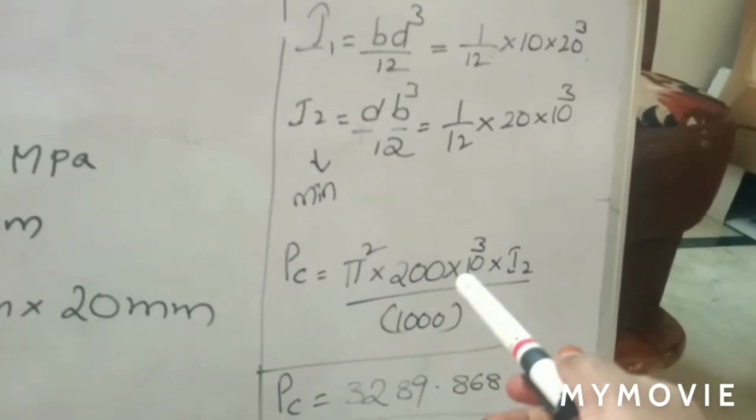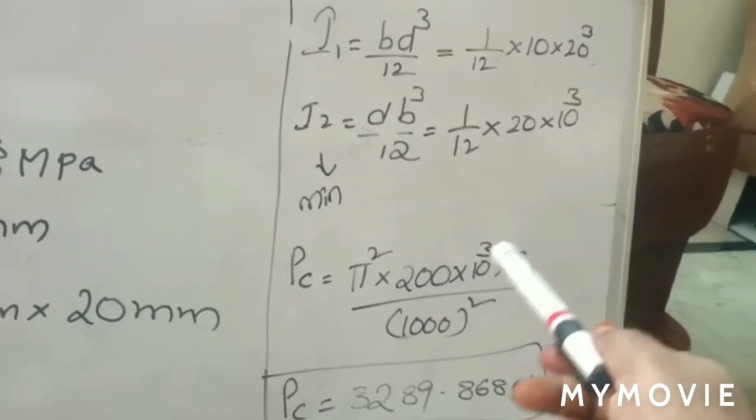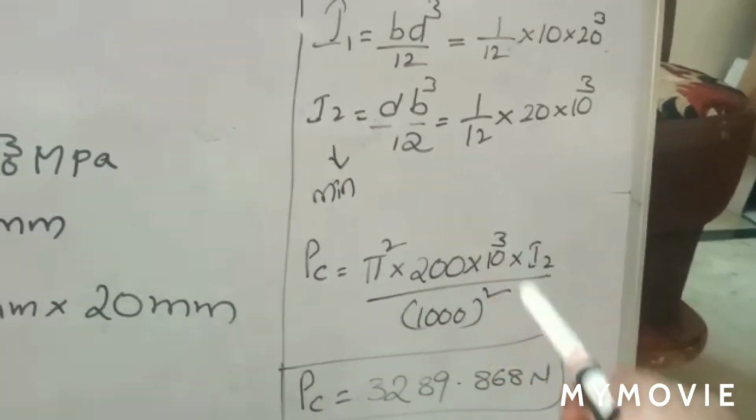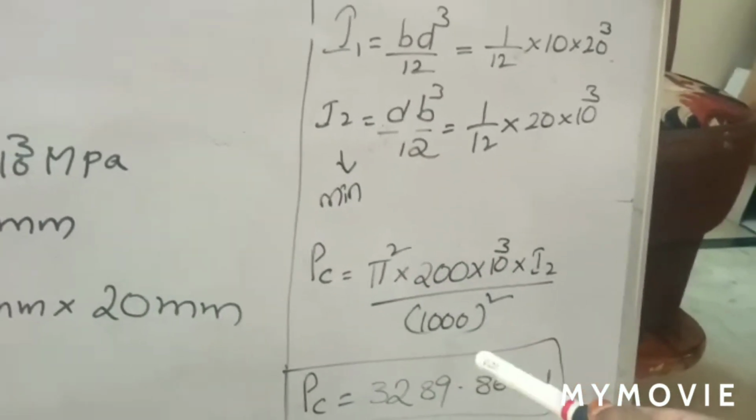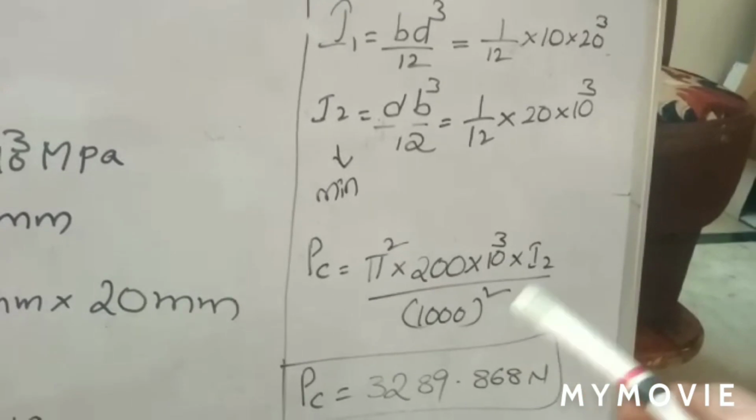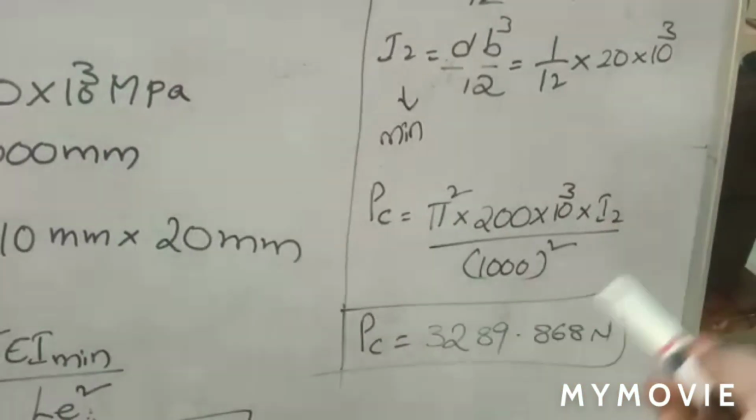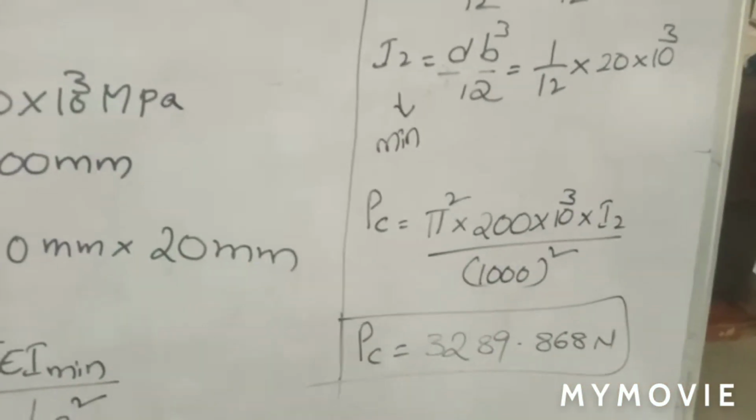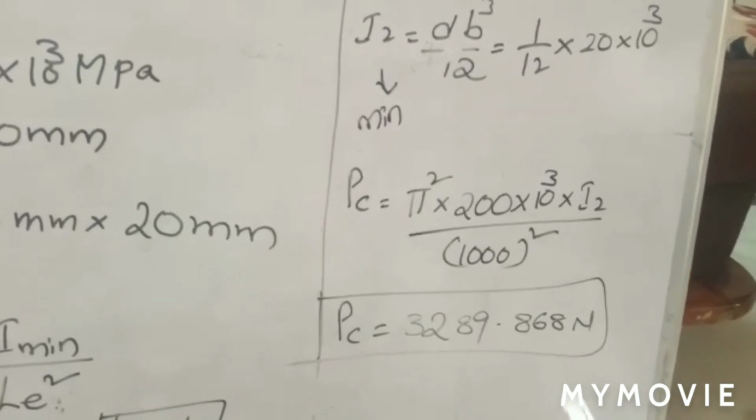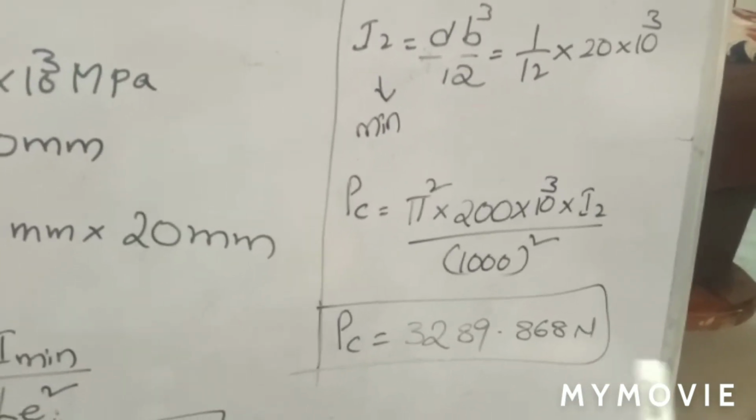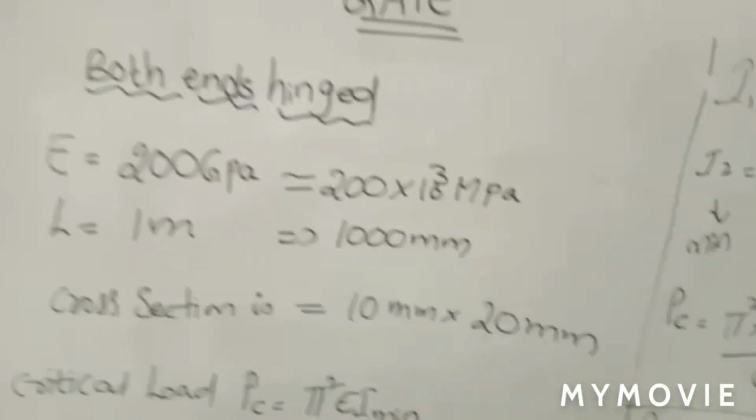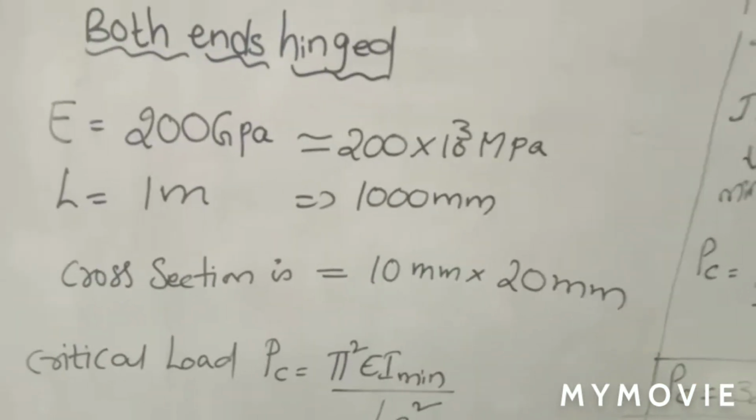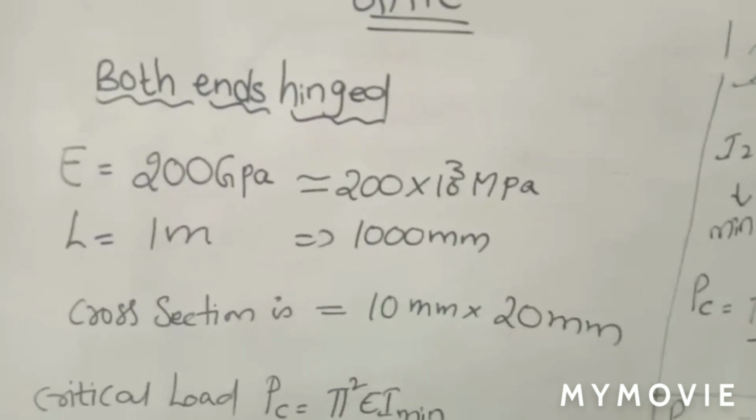Pi square into E value, 200 into 10 power 3, and the I2 value, because in this case I2 is the minimum, divided by the length L, which is 1000, so 1000 square. After calculating all those values, you will get the Pc value equal to 3289.868. This is the value you are supposed to get for this problem. This is how you solve the problem, especially in the case of columns.